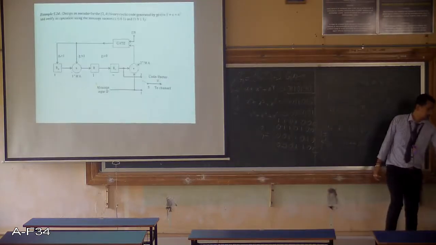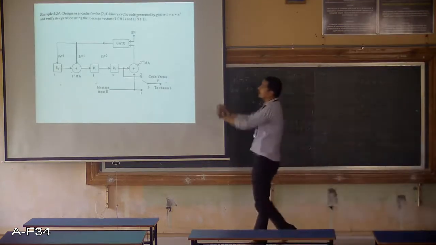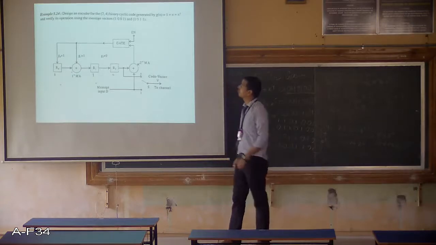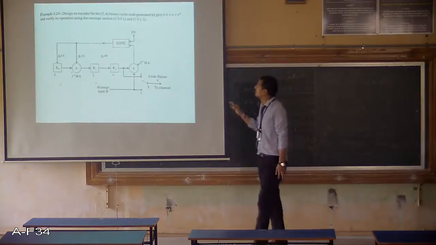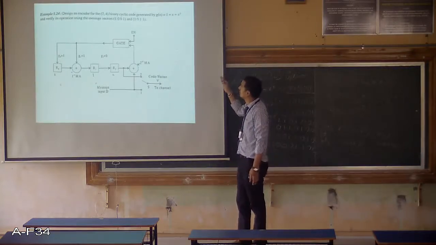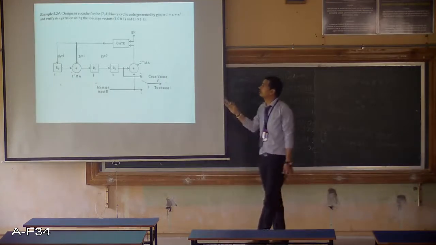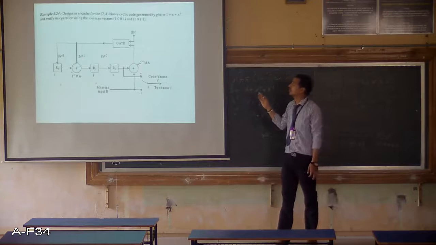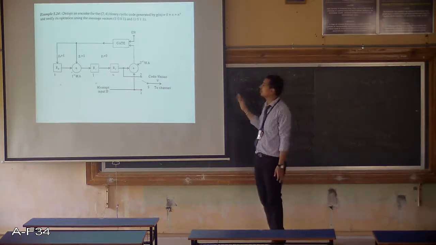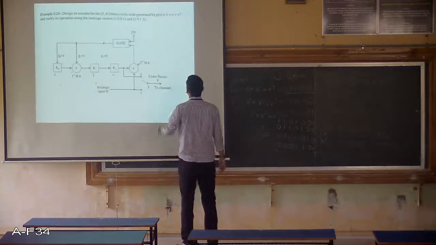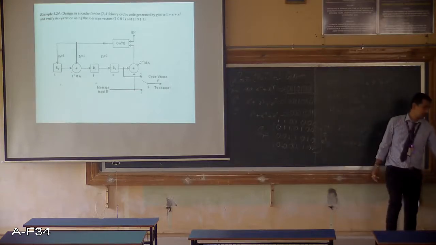Now, the very next thing is: design an encoder for a (7,4) binary cyclic code generated by g(x), which is given as 1 plus x cube, and verify its operation using the message vectors 1001 and 1011. I'll show it with respect to the message signal 1001. See here, with respect to g(x), what would be the coefficients of g(x)?